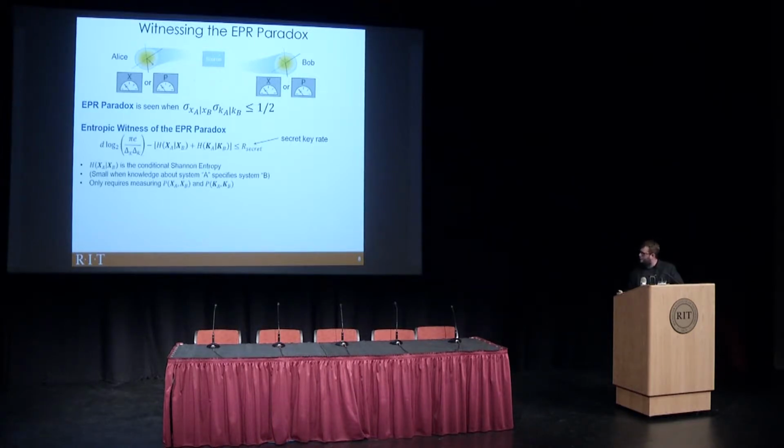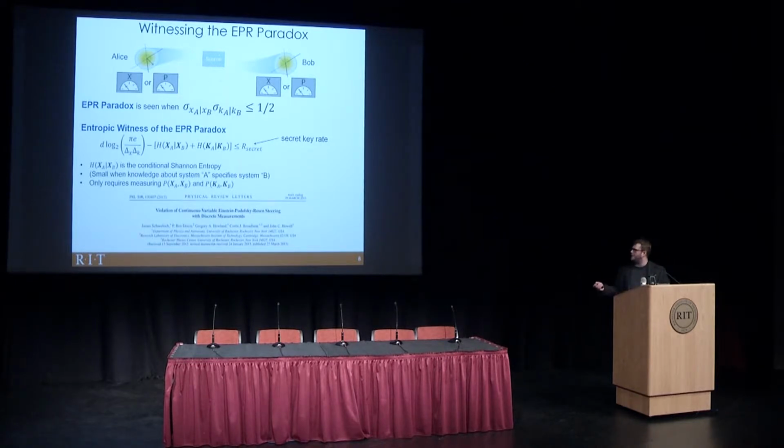entropically. We're going to replace these conditional variances with conditional entropies. So now the way to think about it is if Bob, say, gets a certain position outcome, how many extra questions would he have to ask to know Alice's position outcome? And this is really good work done by James Schneeloch way back in 2013 when we were in John Howell's lab at the University of Rochester.